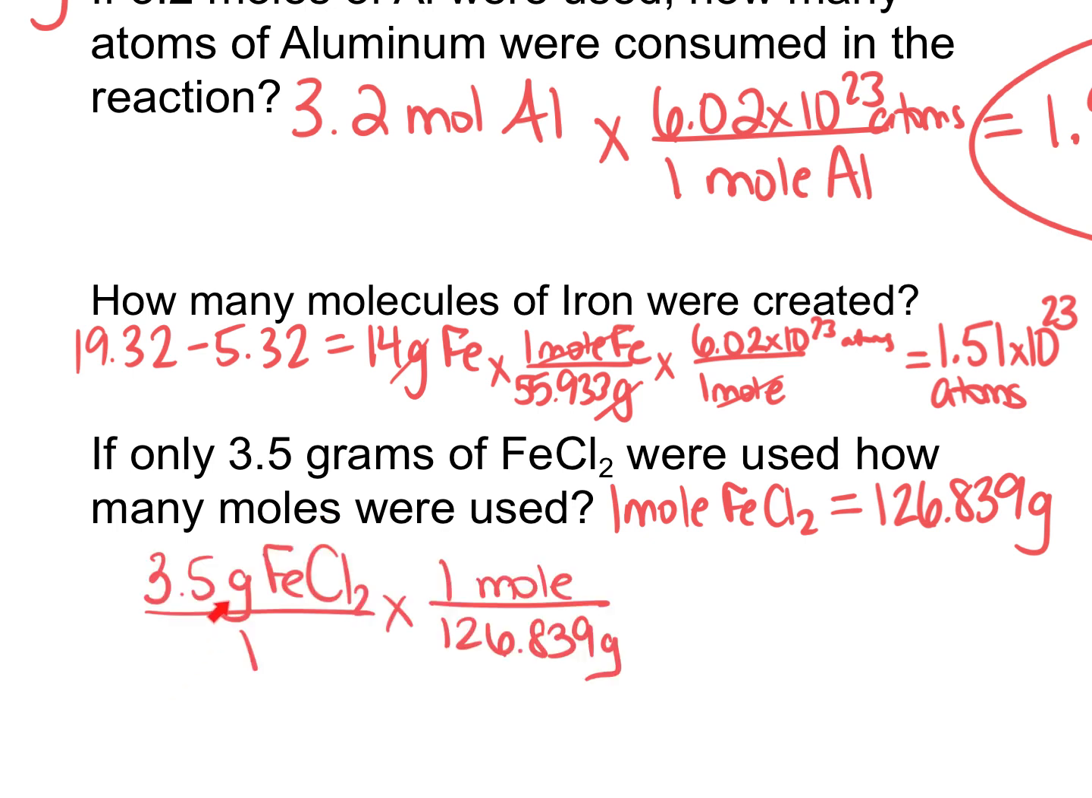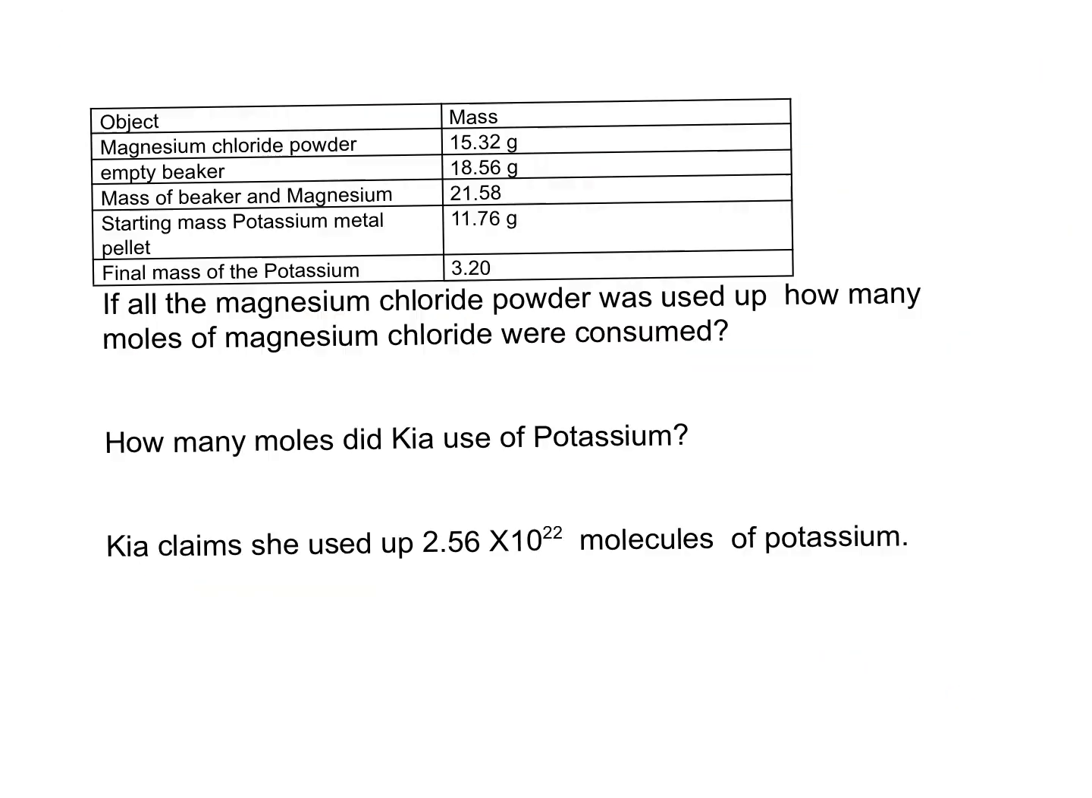So if I start with grams, I want my molar mass on the bottom, and I want to find moles, so moles goes on the top. And so you should get 0.0276 moles of iron chloride. So the first problem wants to know about magnesium chloride and how many moles it would be.